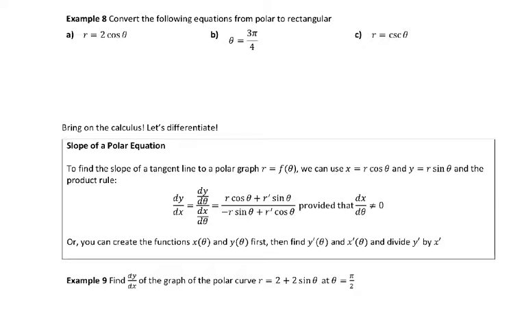Okay, so in example 8, we're going the other direction. You can tell we're starting with polar because you see r and theta, or maybe at least theta show up. And so we're going to use the same relationships we've worked with to convert back. Now, again, there's sometimes more than one way to do these problems. In this problem here, I see r and I see 2 cosine theta.